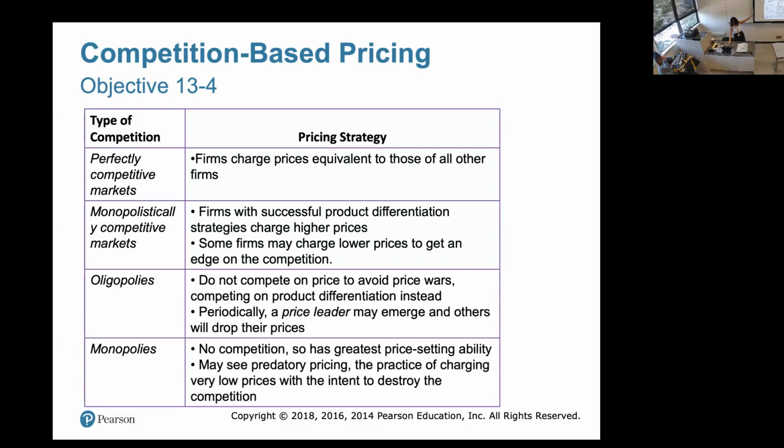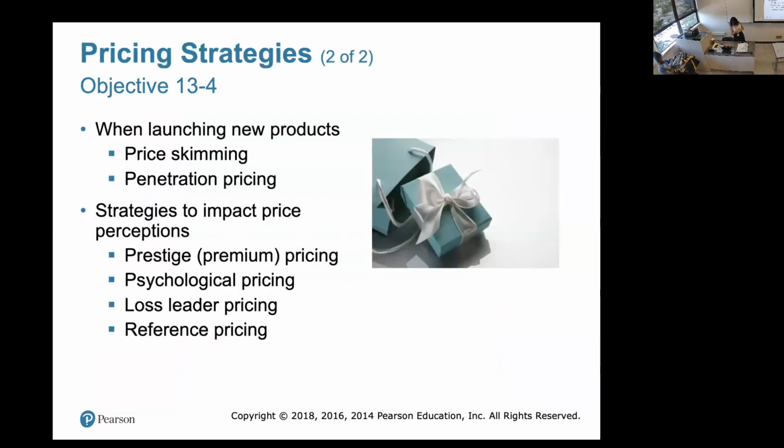Anyway, so make sure you read this on your own. When launching a new product, there are two things you can do. You can do price skimming or price penetration.